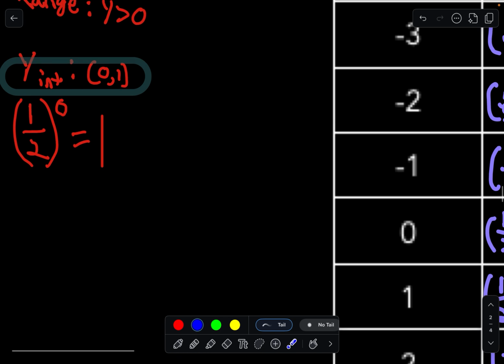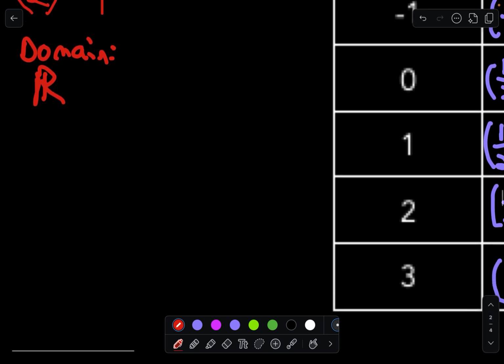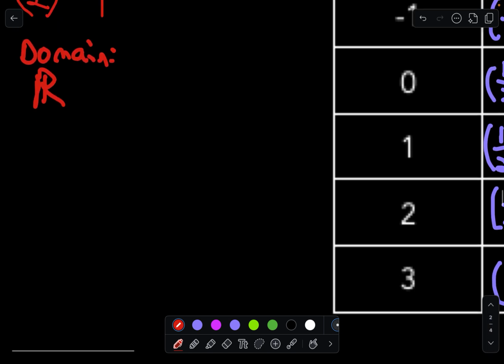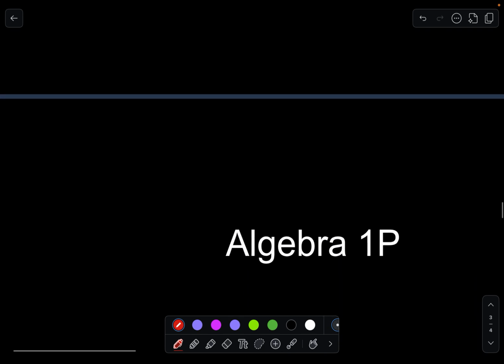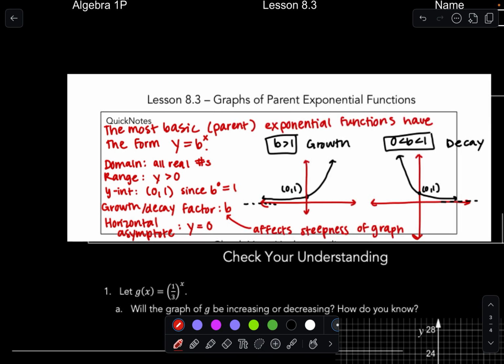And also something that's not written here is that the domain, all the input, the domain is all real numbers. X can be any number. And if you plug it into your calculator, where x is any number, it will spit out a numerical value. So the domain is all real numbers. There's no exclusion, no points that make the domain go bad, the function go bad. All right? So, putting it all together, here's your quick notes.